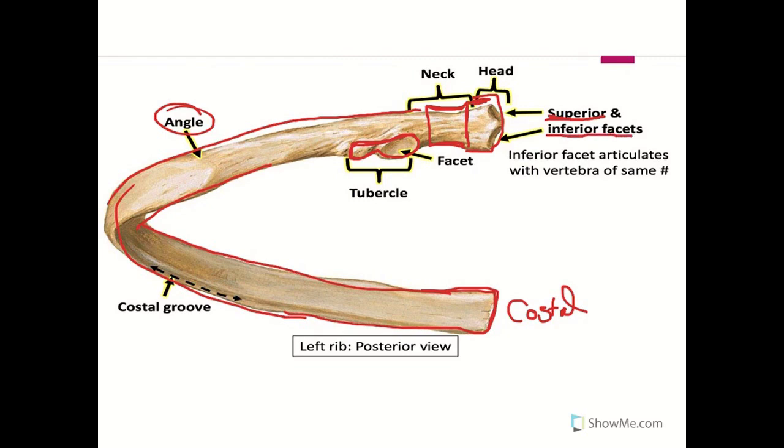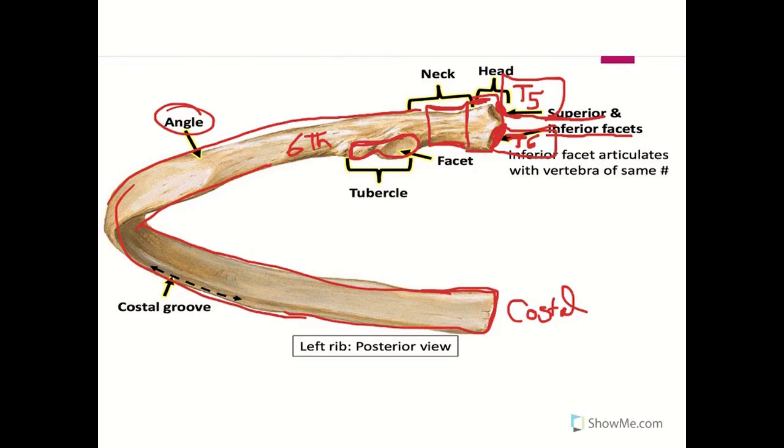Why do we have two articulating facets on the head of the rib? Because each rib articulates with two vertebrae. Each rib articulates with two vertebrae, one which corresponds in its number. So if this is rib number 6, the vertebra which should be here is vertebra number 6, T6. So T6 will articulate with the inferior facet of the corresponding rib, which is rib number 6. And the vertebra above should be vertebra number 5. So each rib articulates with the sides of two vertebrae.